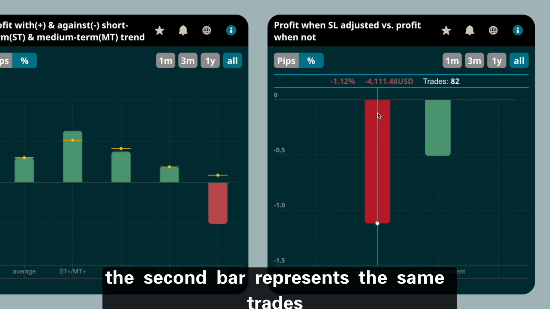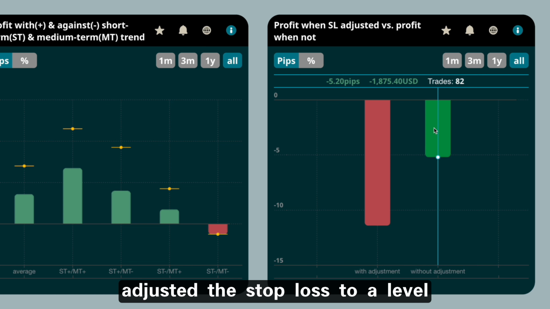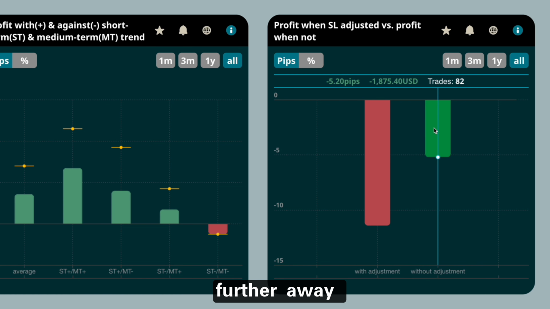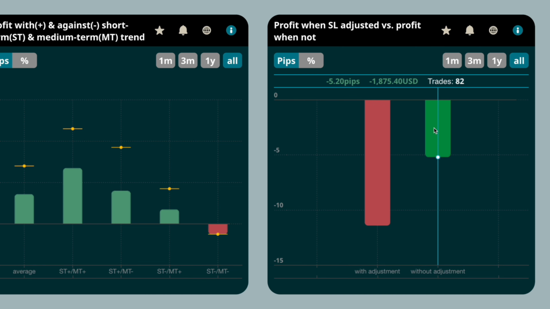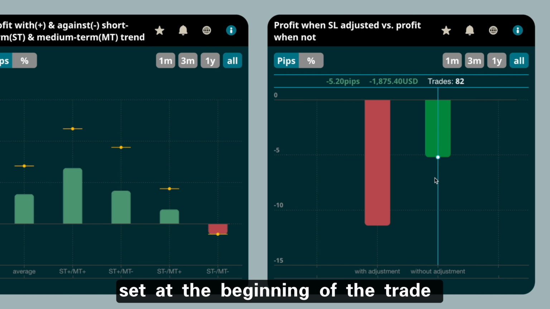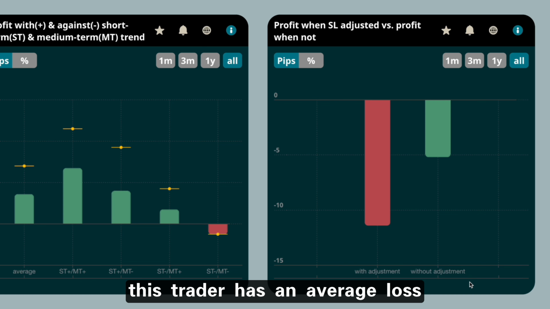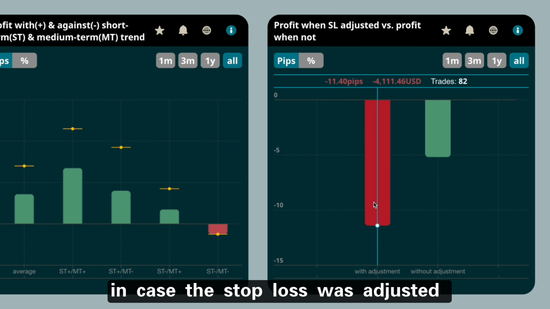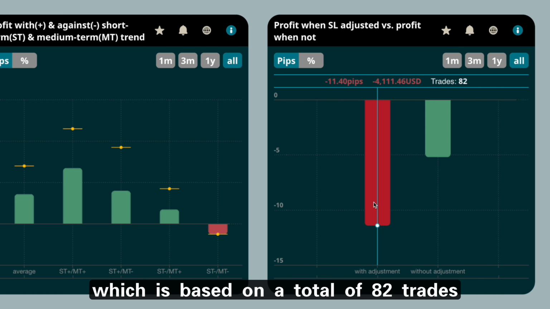The second bar represents the same trades in case the trader would have not adjusted the stop loss to a level further away from the entry price while already being in loss. The payoff for the trade is simulated based on the stop loss set at the beginning of the trade, hence the original trade setup. This trader has an average loss per trade in case the stop loss was adjusted of minus 11.4 pips, which is based on a total of 82 trades.